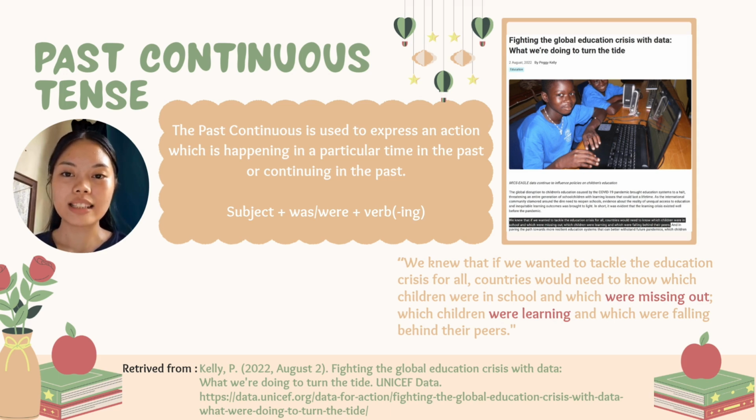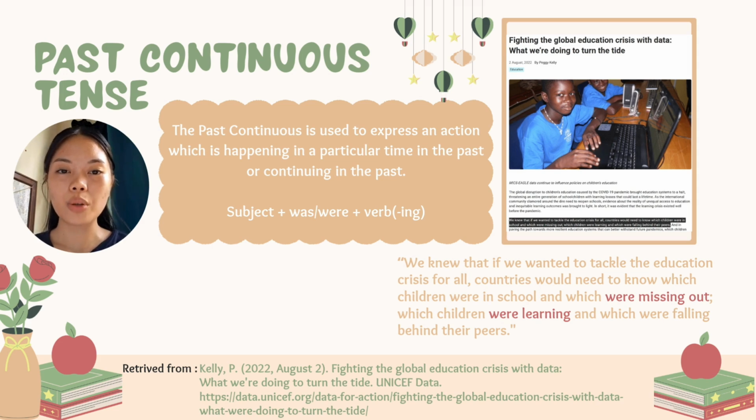This excerpt is retrieved from an article published on UNICEF data. It says, we knew that if we want to tackle the education crisis for all, countries would need to know which children were in school and which were missing out, which children were learning, and which were falling behind their peers.